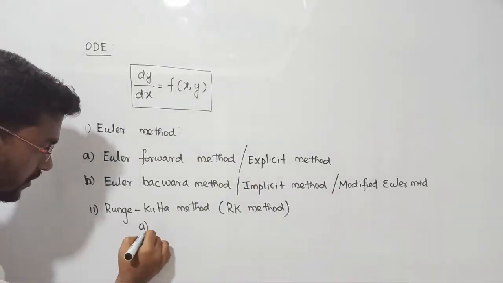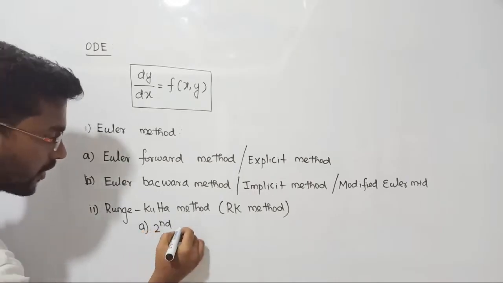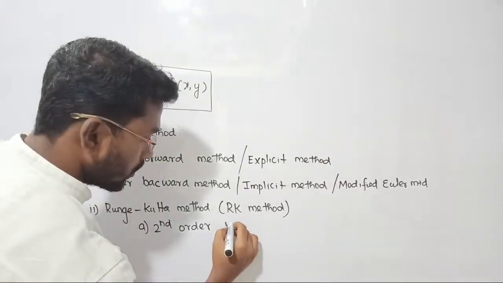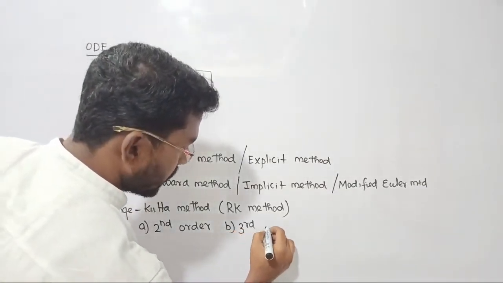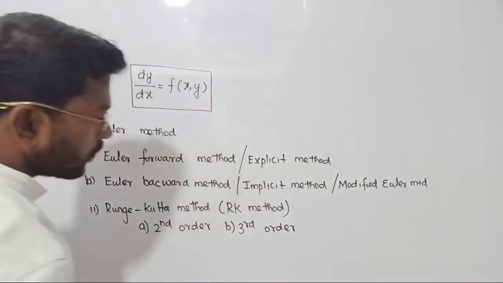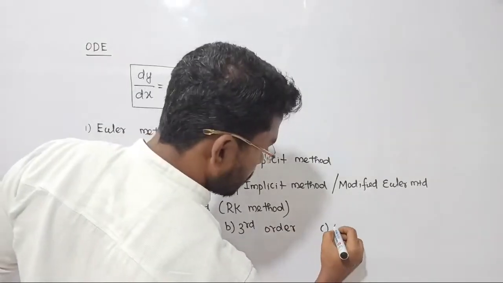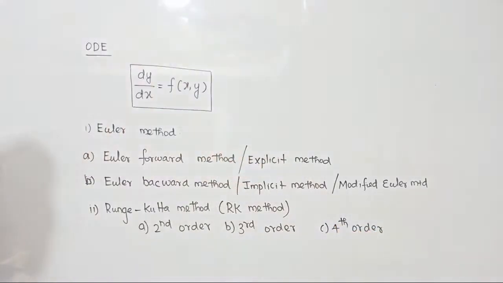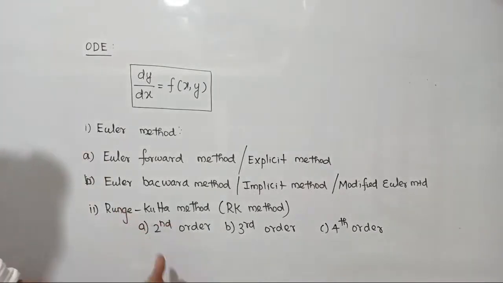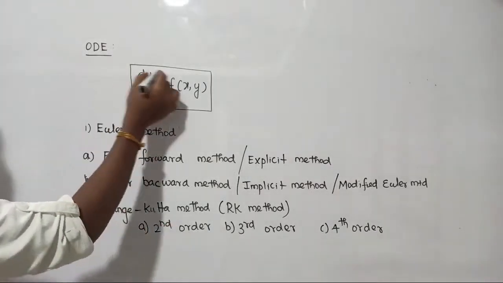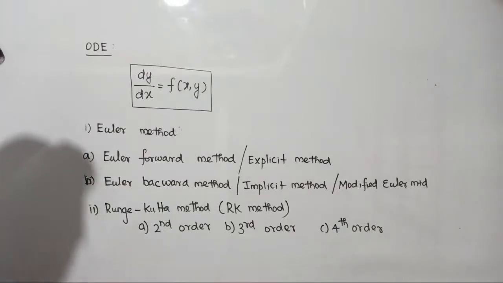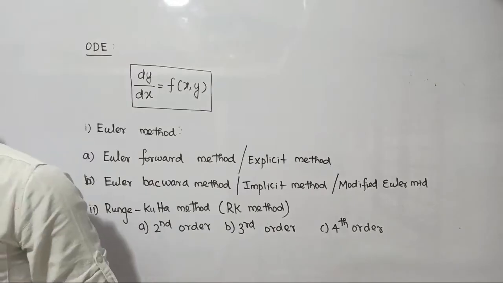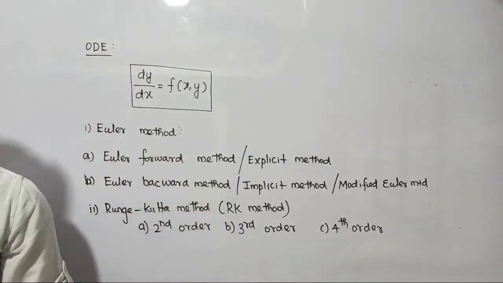The first is the solution for second order. We have second order equations with a separate method, third order equations with a separate method, and fourth order equations with a separate method, right? So totally these are the three methods that we will standardly use to find the solution for an ordinary differential equation. I hope things are clear, right? Let me demonstrate. Let me write down the formulas for everyone.